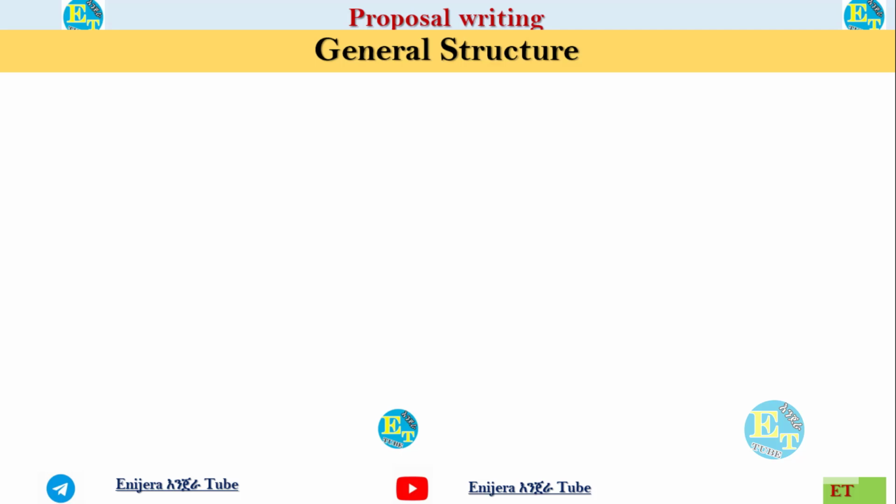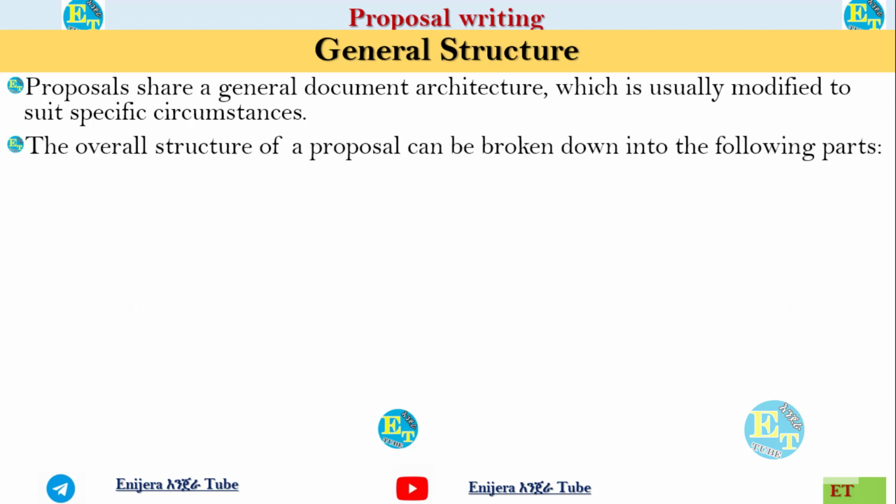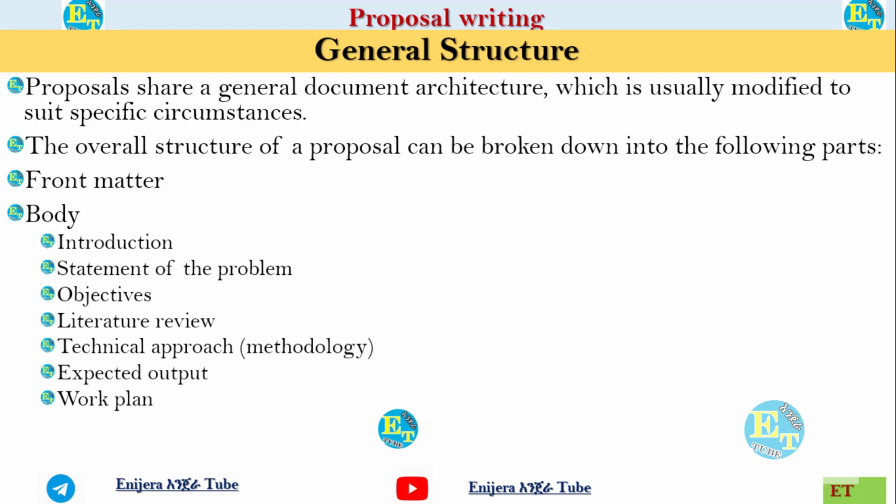Proposals share a general document architecture which is usually modified to suit specific circumstances. The overall structure of a proposal can be broken down into following parts. There are front matter and back matter. From the front matter, there is a body. This body contains the introduction of the proposal, which introduces the general science about that proposal, the specific project.